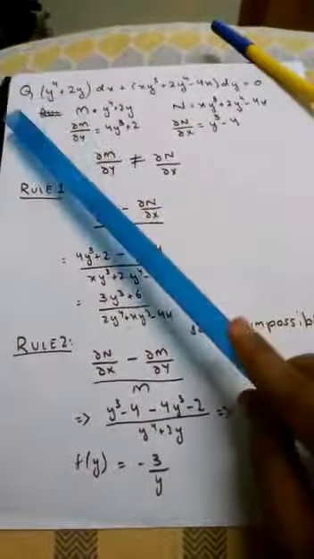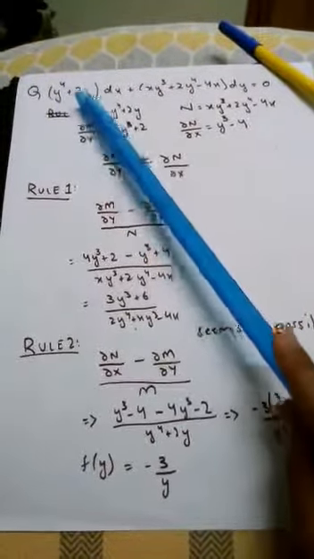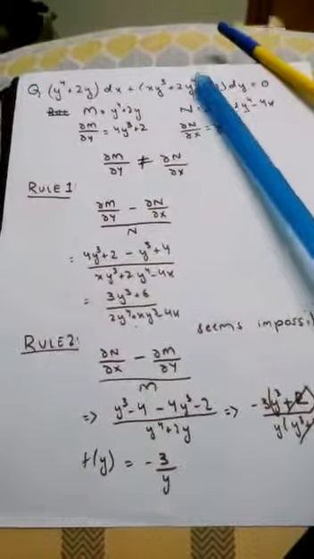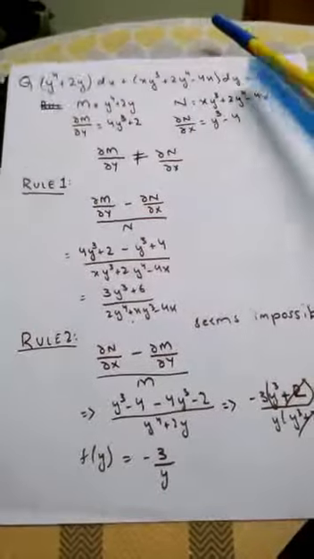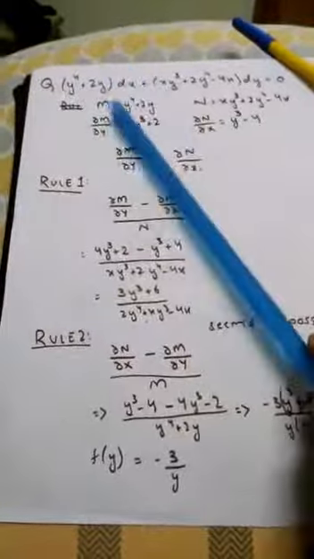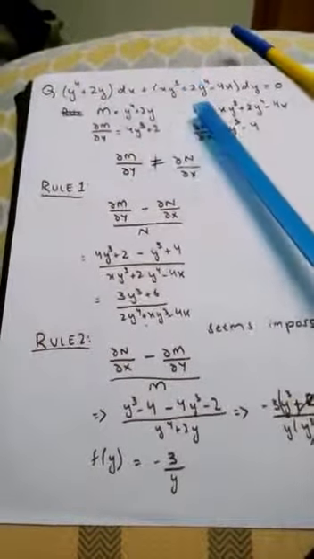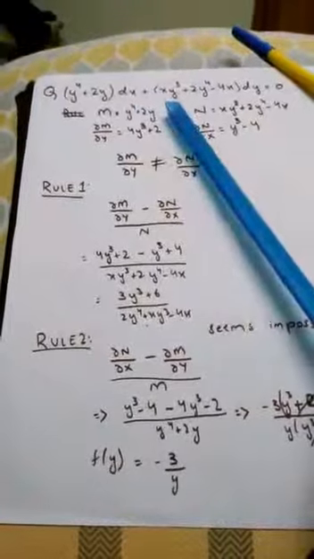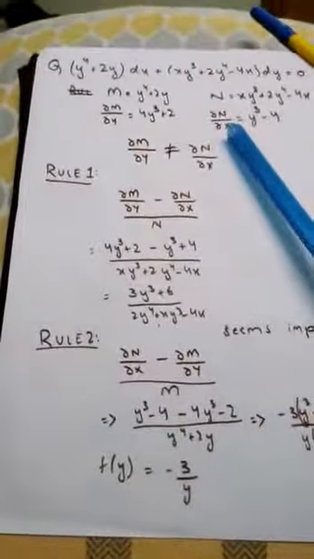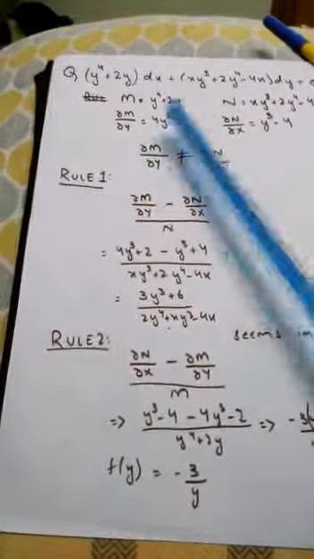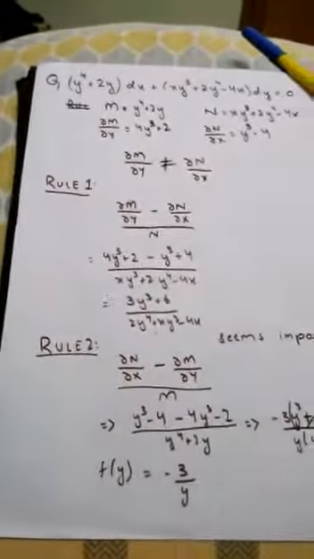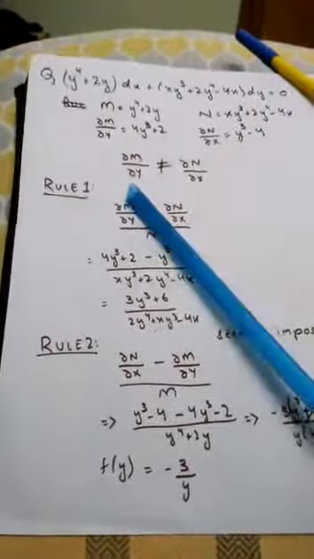For this we have an equation: (y⁴ + 2y) dx + (xy³ + 2y⁴ − 4x) dy = 0. Now we will simply do all the backward things, that M is the terms of dx and N is the terms of dy. We will write it down and we will partially differentiate it with respect to y and with respect to x, and we will find out that they are not equal. So we will know that it should be reduced to an exact equation. For that we will apply rule 1.